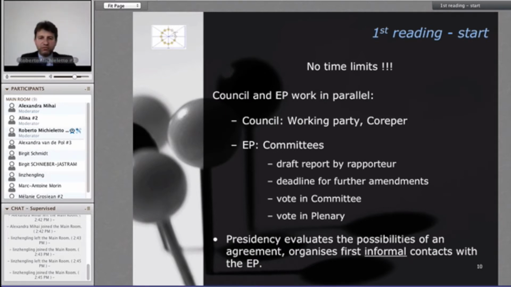So, how it works in the first reading. The Council and the European Parliament work in parallel, because in Council you have the working party, which means that administration, member states meet themselves with experts of various member states to discuss the proposal. Then you have the presidency, which is rotating every 6 months, chairing this working party, and then you have the discussion and the position of all member states, and you try to find a compromise or a common position of the Council.